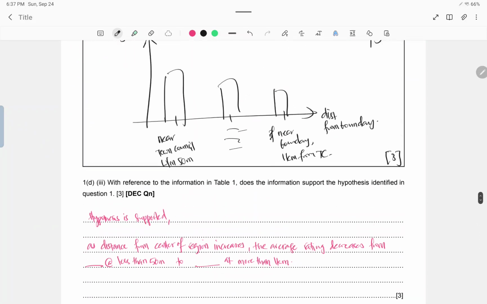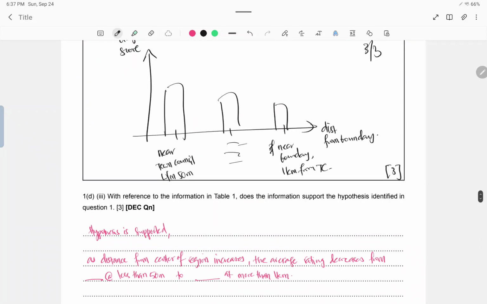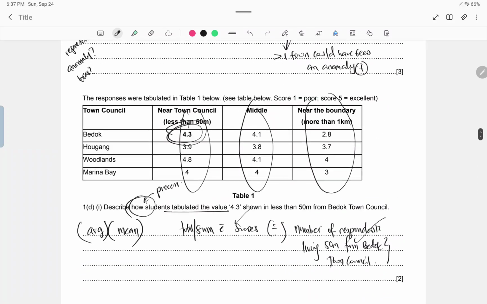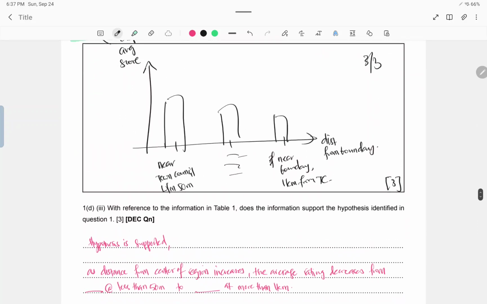Okay. Some of you plotted it as a scatter graph with line of best fit. I have also accepted. Bar graph in this case would have been better lah, just because this thing is not actually mathematical. Right? These are just categories. So bar graph actually is the correct version of this.